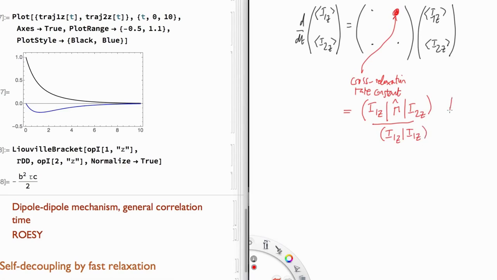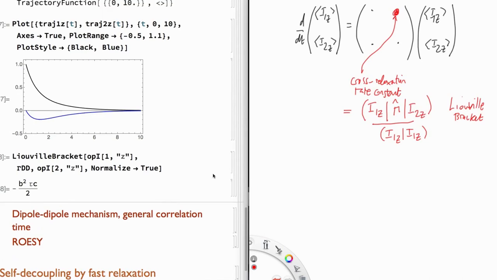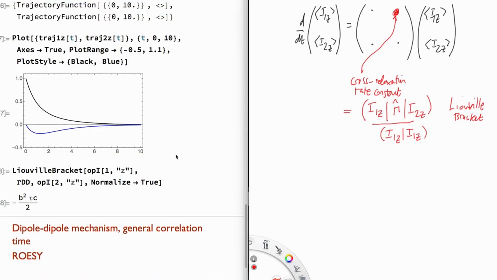And that's handled by the Liouville bracket routine in SpinDynamica. So one doesn't have to always use the superoperators for numerical calculations. One can use them also to do analytical estimations and often derive analytical results which otherwise are accessible only with some labor. That's what happens when you have dipole-dipole relaxation in the limit of short correlation time, which is appropriate for small molecules.